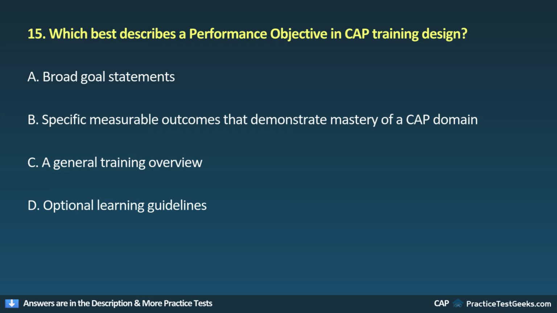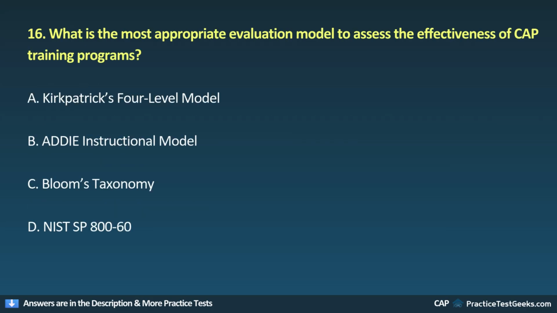15. Which best describes a performance objective in CAP training design? A. Broad goal statements. B. Specific measurable outcomes that demonstrate mastery of a CAP domain. C. A general training overview. D. Optional learning guidelines.